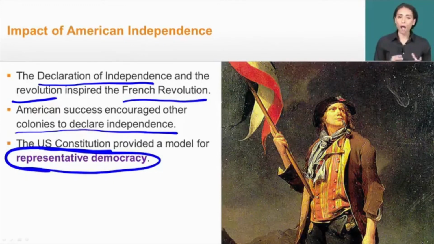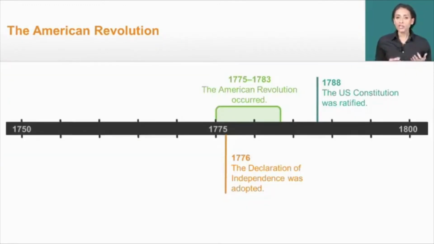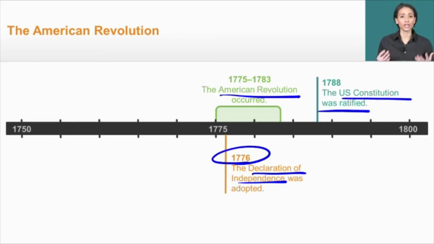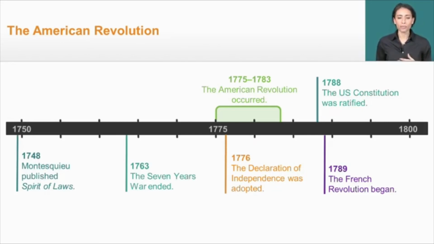Now let's take a look at how all of these events transpire on a timeline. So the American Revolution occurs between 1775 and 1783, and just a year or so after the American Revolution really begins, the Declaration of Independence is adopted in 1776. Now, just a little over 10 years later, the U.S. Constitution is ratified, or agreed upon, by all the states in the U.S.